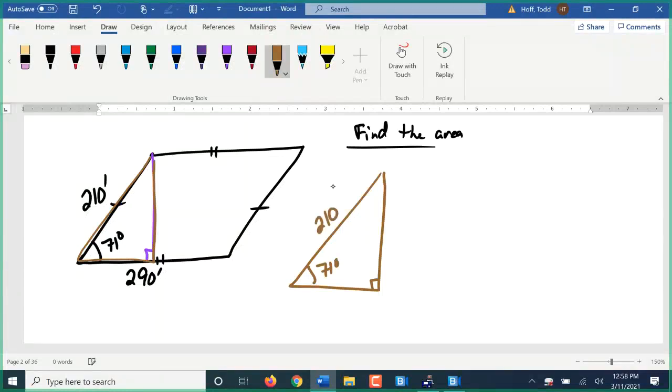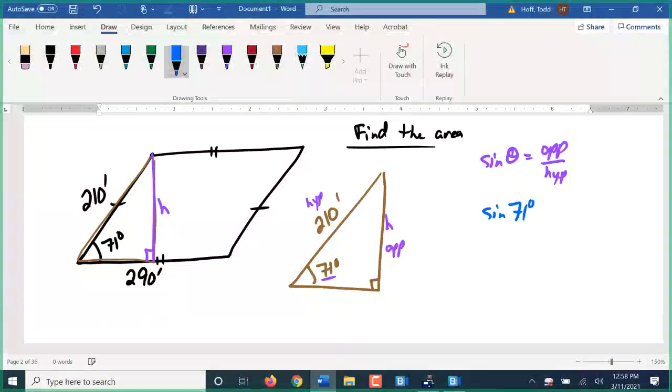This hypotenuse is 210 feet, and I will label that as the hypotenuse. This side, the height, would be right there. That is going to be our opposite side according to our 71 degree angle. So opposite over hypotenuse, that is the sine of an angle, equals opposite over hypotenuse. And we'll substitute in our information. Sine of 71 degrees equals opposite side, which is our h, over 210.